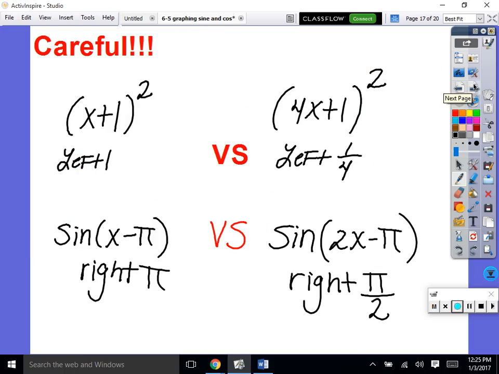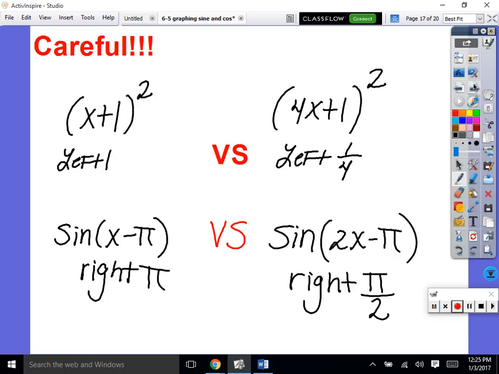Okay, so just be careful because if we look at x plus 1 squared versus 4x plus 1 squared, that's a shift of left 1, but this is actually a shift of left 1/4 because you'd set that equal to 0 and then solve, and so it's actually a shift of left 1/4.